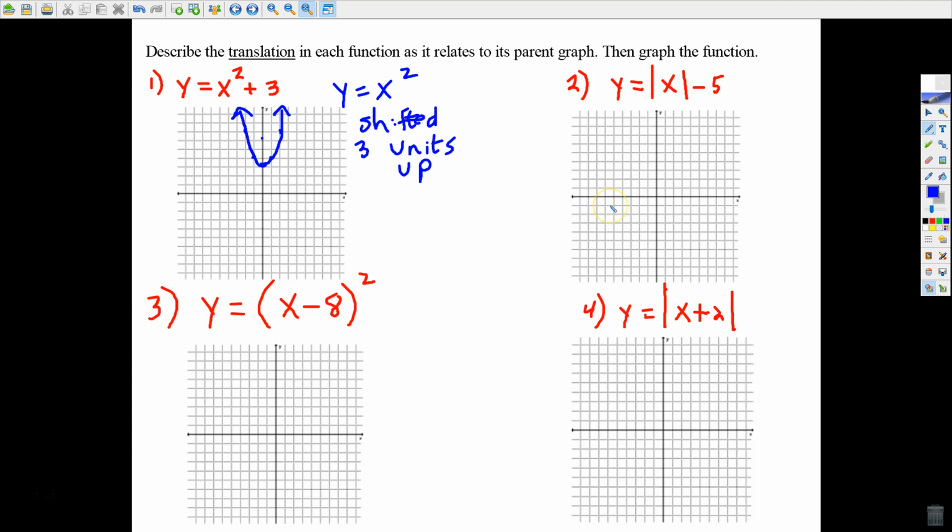What's the parent on number 2? Samantha, what's the parent being translated? Okay, so this is y equals the absolute value of x, and then what's the translation? Are we going up, down, left, or right? Well, outside of absolute value means up or down. Down 5. Okay, so this is the original parent, that's the V at the origin, but we're going to shift it 5 places down.